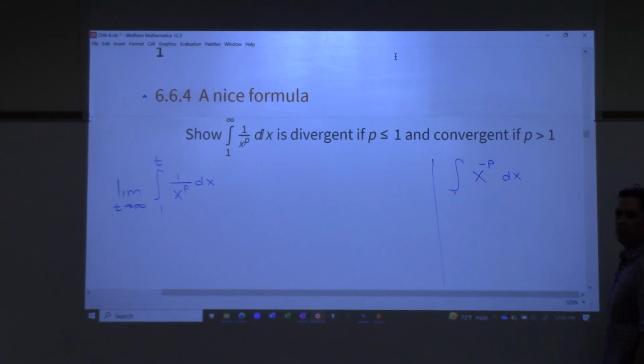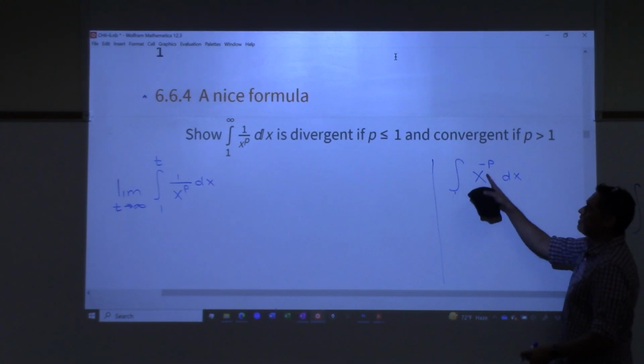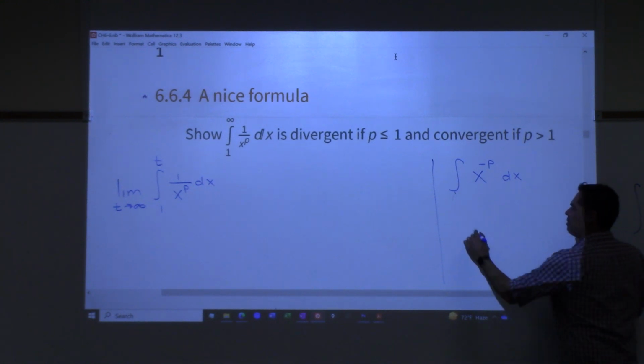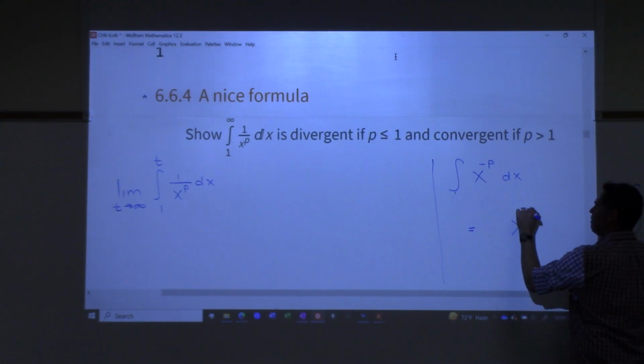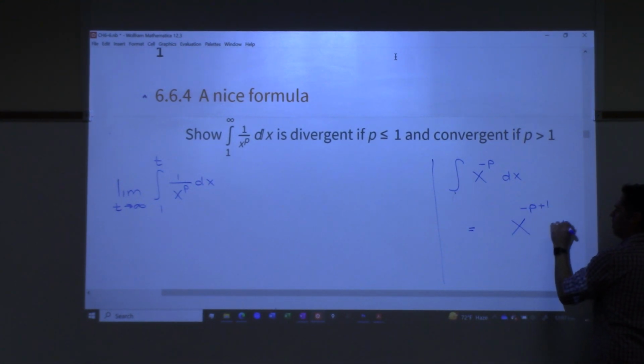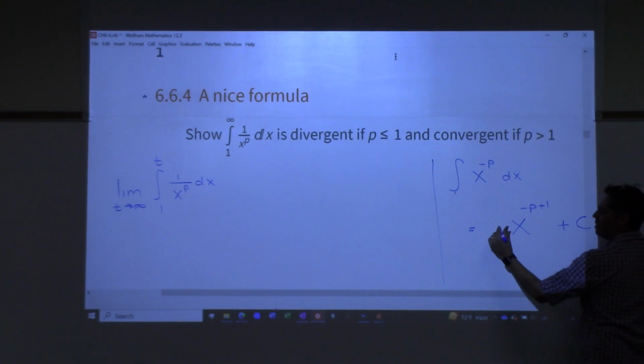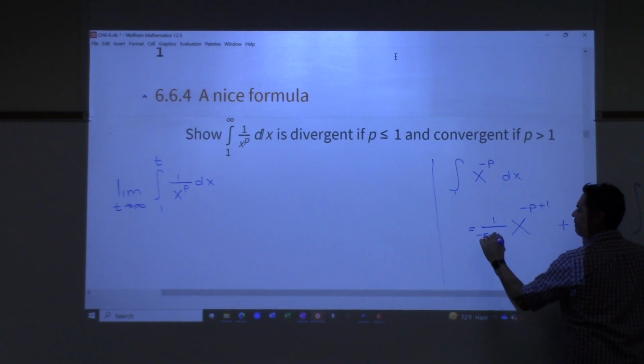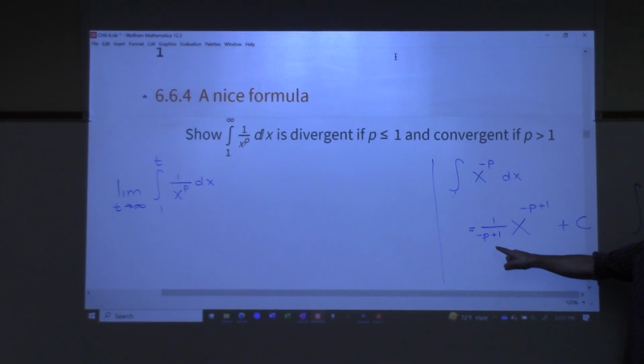dx. I'm going to write it that way. And then I'm going to use the power rule. What's the power rule? If this was x to the n, what do you do to this? You add 1 to it, right? So it'd be x to the negative p plus 1 plus c. And then don't you have to put a constant out here, like divide out? That same power goes out here.